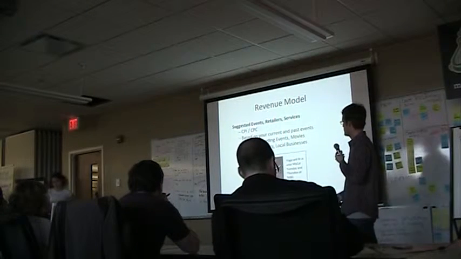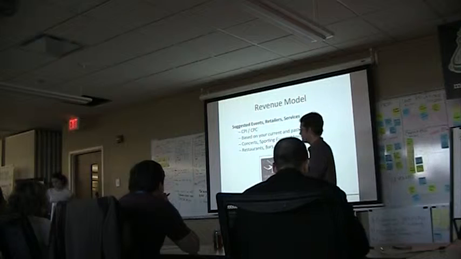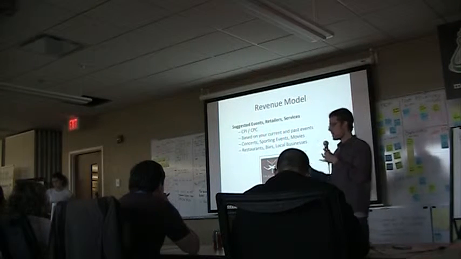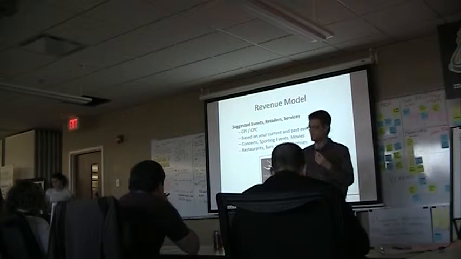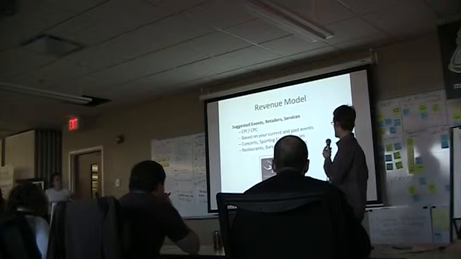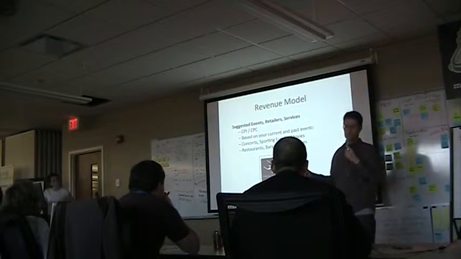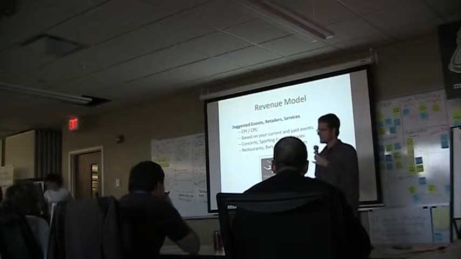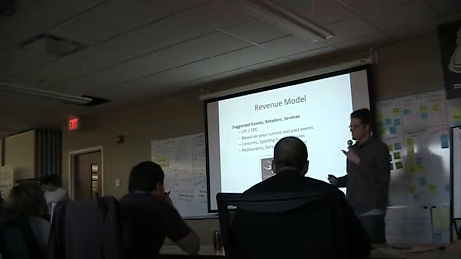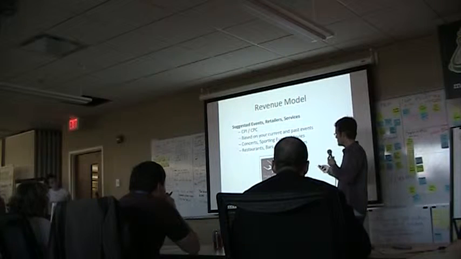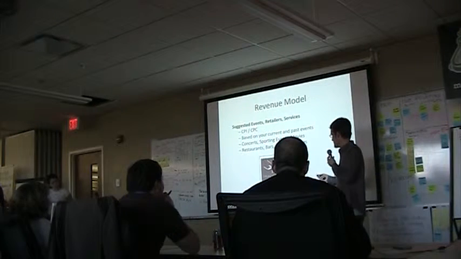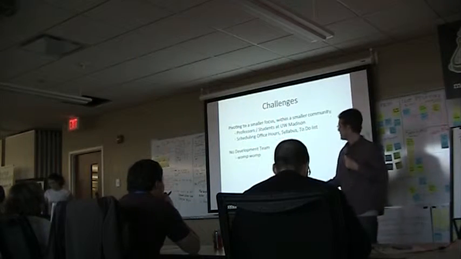So, revenue model. Suggested events, retailers, services. There's the cost per impression, cost per click strategy. And also here we have Dragonfly Yoga Studio. They will be able to see the student's calendar and combine it with their calendar, and the algorithm will spit out this idea that maybe you might want to go to yoga Tuesday, Thursday, 9 a.m.